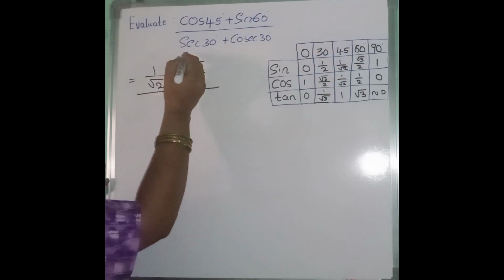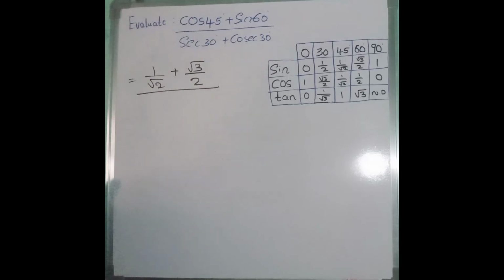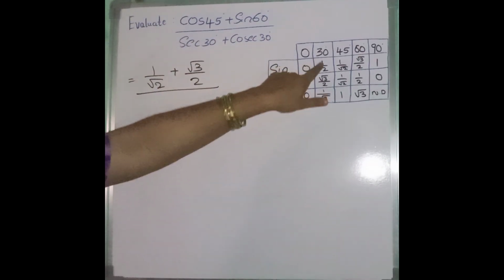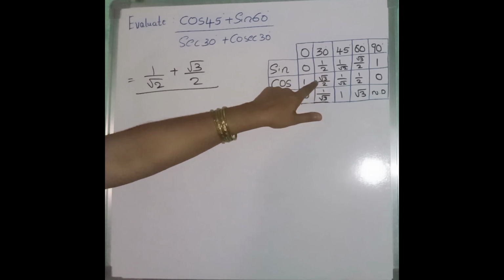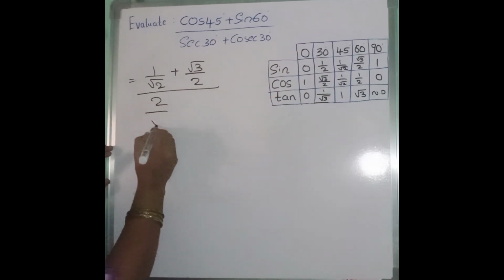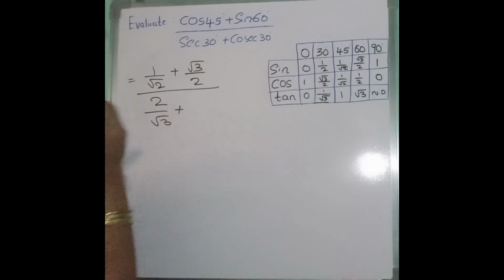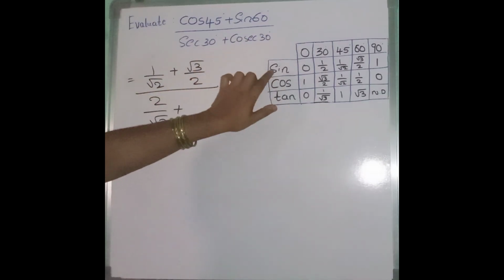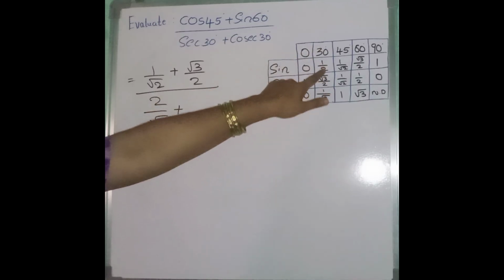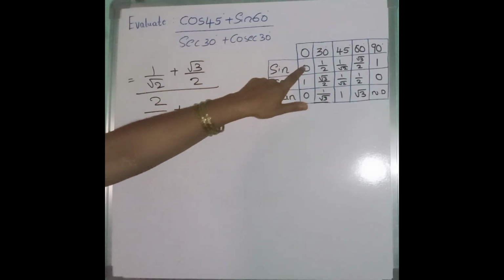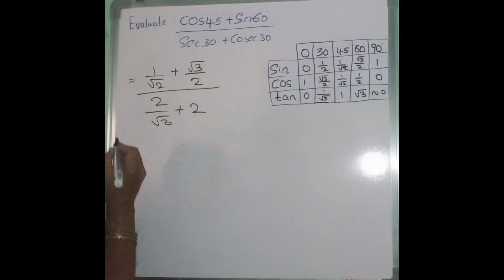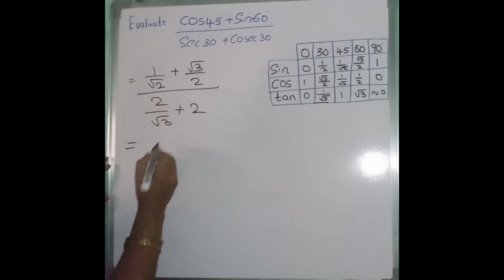It's divided by the value of secant of 30 degree. The value of secant is a reciprocal of cos. Cos 30 degree is root 3 by 2, so secant 30 degree is 2 divided by root 3. Plus cosec 30 degree. The cosec is a reciprocal of sin. That means sin 30 degree is 1 by 2, cosec 30 degree is 2 divided by 1, that is, cosec 30 degree value is 2. Understand students?